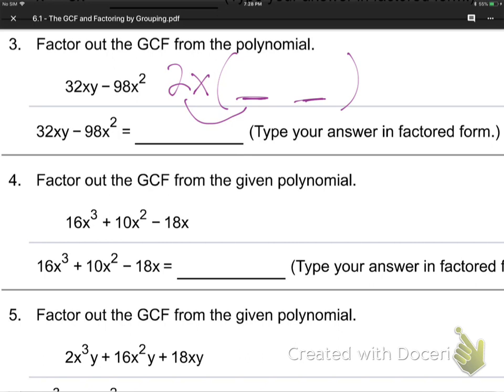So 2x times what? 16y. Because 2 times 16 is 32. X times y is xy. You good? And 2x times what would go back to 98, but it's a minus in the middle, huh? Minus 49x. And there we go.